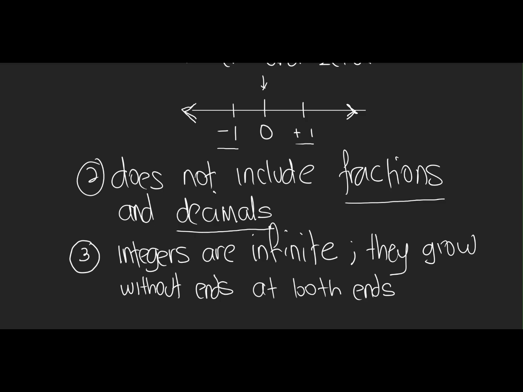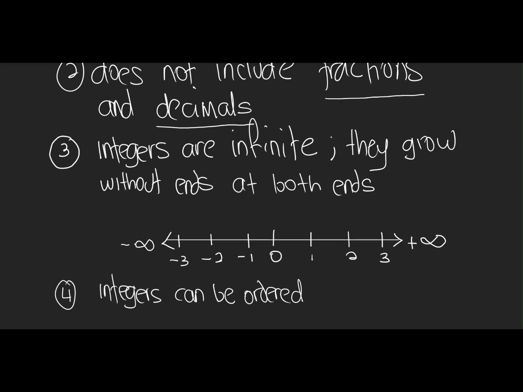Okay. The third feature would be integers are infinite, which is similar to whole numbers and natural numbers. They're infinite. We cannot say there is a limit to a number. It keeps on going, which I did explain yesterday, why and how it keeps growing. So they grow without ends at both ends, which means if you look at this example, on the positive side, I have 1, 2, and 3, and it goes on till positive infinity, right?